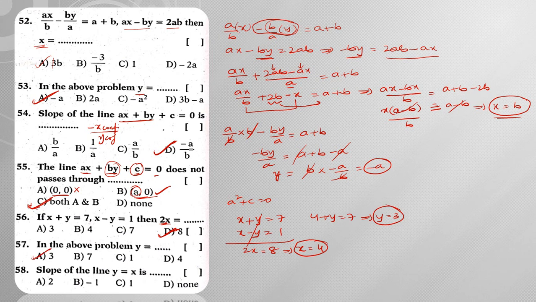Next, slope of y is equal to x. So first of all, write it down in standard form: x minus y is equal to 0. We already told you slope is nothing but minus x coefficient by y coefficient. Minus x coefficient is minus 1, y coefficient is minus 1. So minus 1 by minus 1 is 1. Hence the answer is 1.